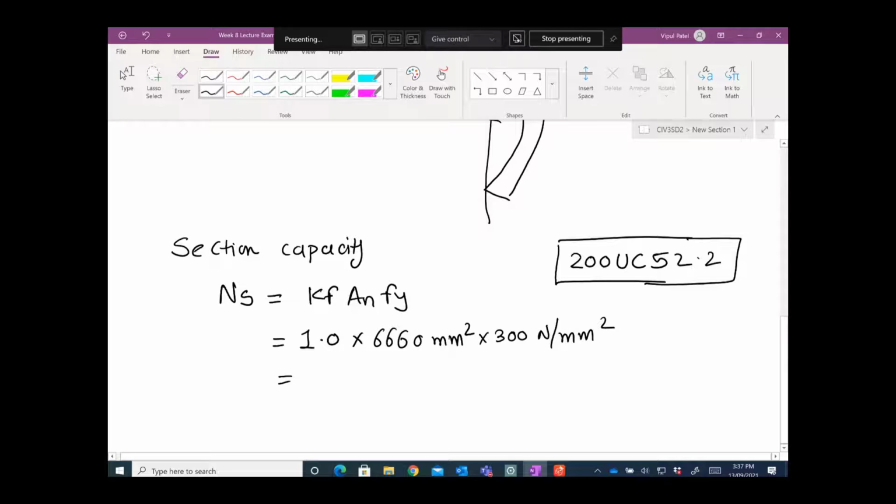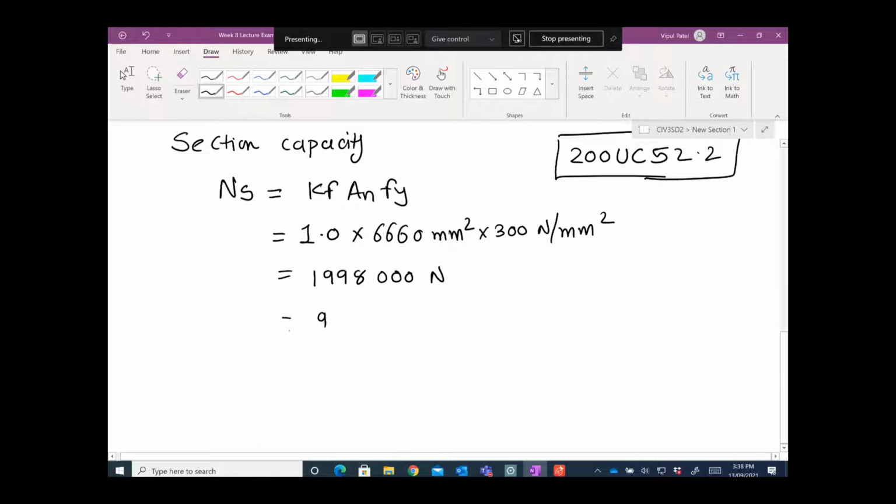If you just use the calculator and do the quick calculation, 6660 times by 300, you get 199800 newtons, meaning that you have 1998 kilonewtons. If it is a short column, you can stop here. But the standard will tell us whether you have a short or long column. How it's going to tell us, I will tell you.